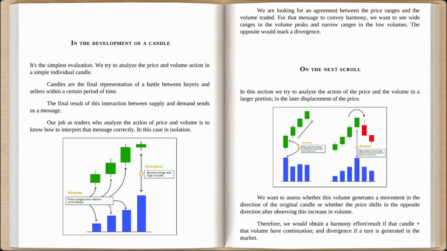On the next scroll. In this section, we try to analyze the action of the price and the volume in a larger portion, in the later displacement of the price. We want to assess whether this volume generates a movement in the direction of the original candle, or whether the price shifts in the opposite direction after observing this increase in volume. Therefore, we would obtain a harmony effort/result if that candle plus that volume have continuation, and divergence if a turn is generated in the market.